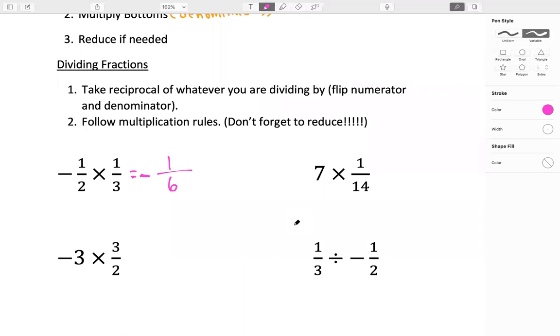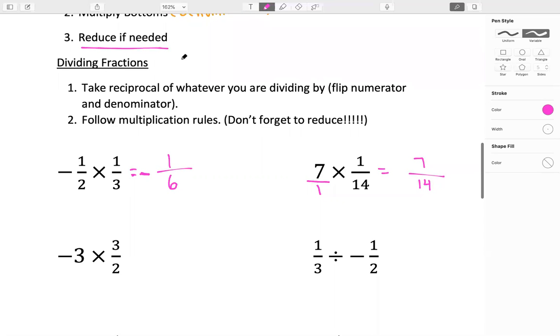How about this one? 7 times 1 over 14. Well, whenever we have a number by itself, we can consider that to just be the numerator and the denominator being 1. So if we were multiplying the tops, so to speak, 7 times 1 is 7, over 1 times 14 is 14. Now, remember to follow step 3, reduce if needed, because this fraction can be reduced.